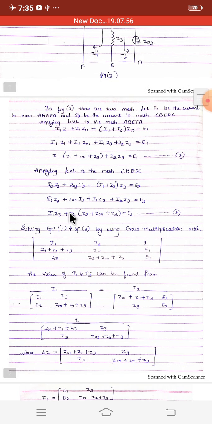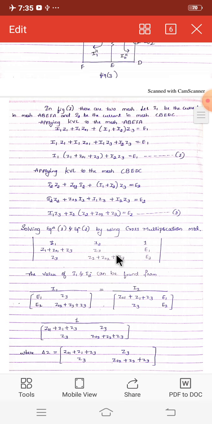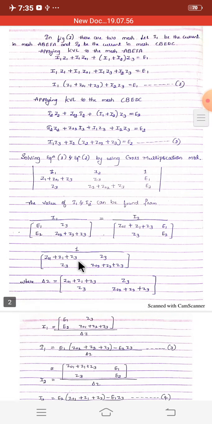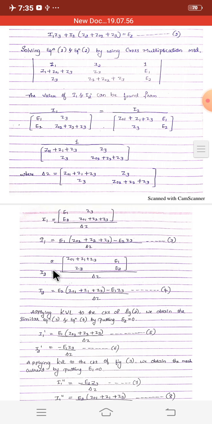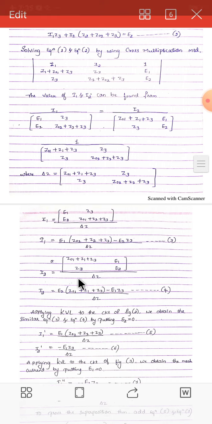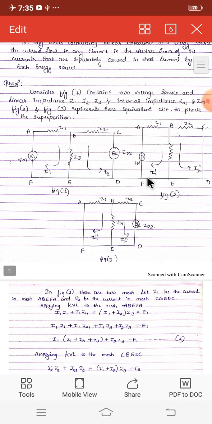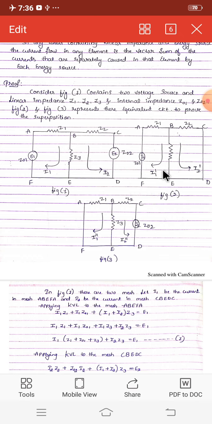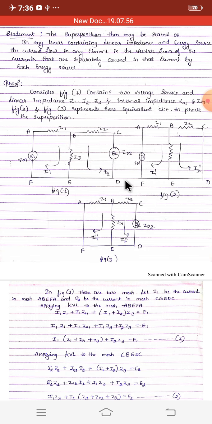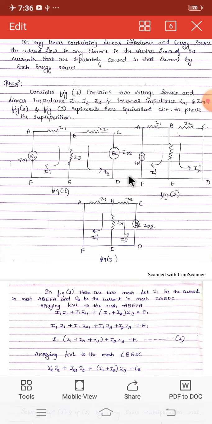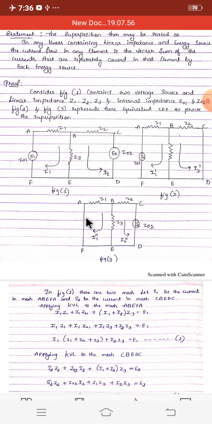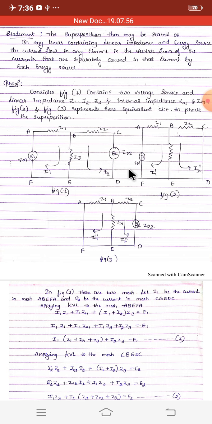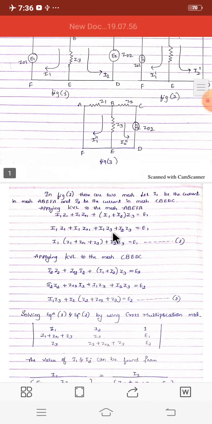Using the matrix method, cross multiplication, solve and get the value of I1 and I2. Now you know the value of I1 and I2. See, the current flowing through this mesh is I1, this mesh is I2. Here I1 dash, I2 dash, I1 double dash, I2 double dash. By seeing this circuit only, we understand what we have to prove. I1 is nothing but I1 dash plus I1 double dash, and I2 equals I2 dash plus I2 double dash.